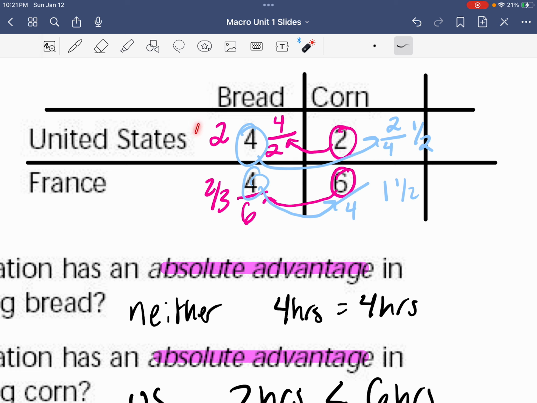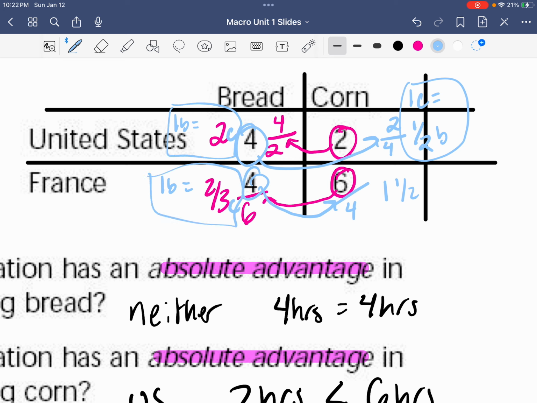And so what this means is basically that if we're going to make one bread, we're going to spend the time to make one bread. It's the same time, energy, and resources as making 2 corn. If we're going to make one corn, it's the same time, energy, and resources as making 1/2 of a bread. If we're going to make one bread in France, same time, energy, and resources as making 2/3 of a corn.